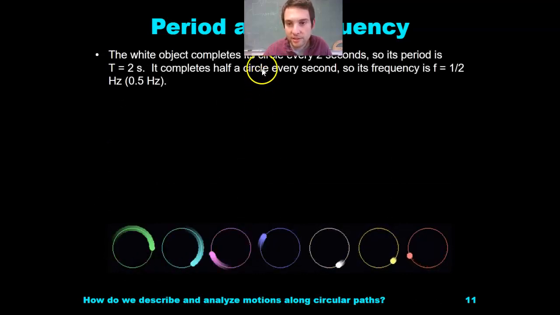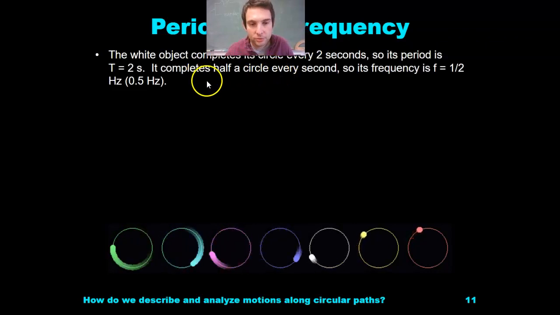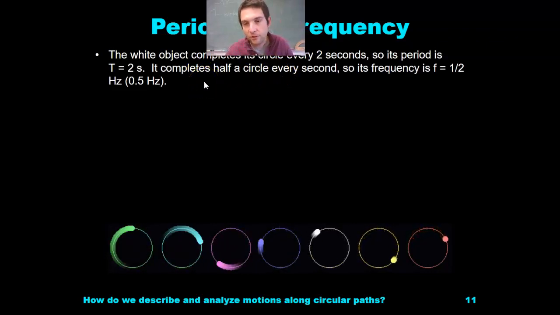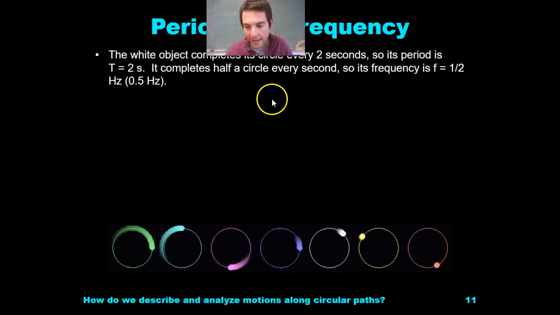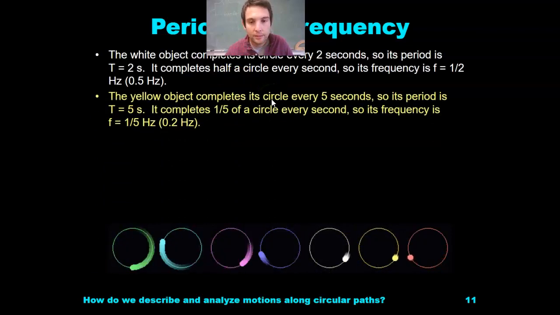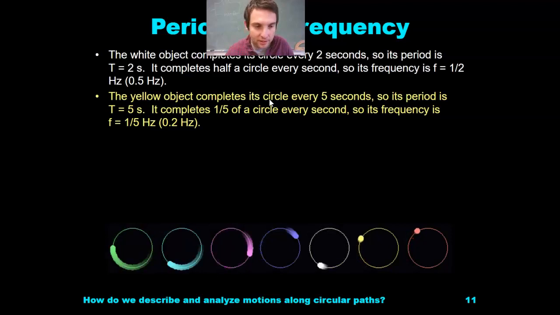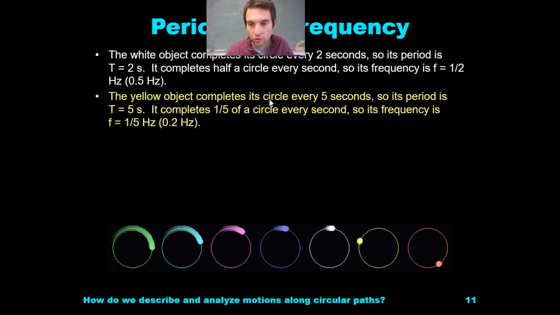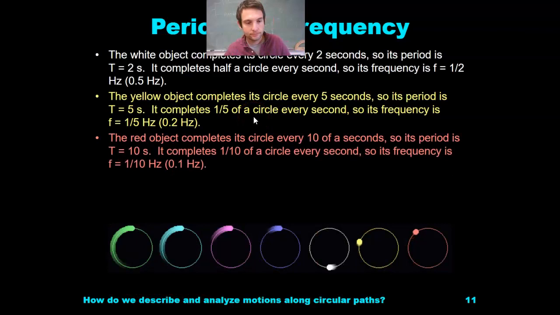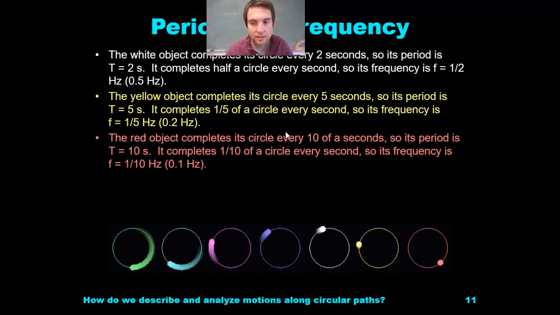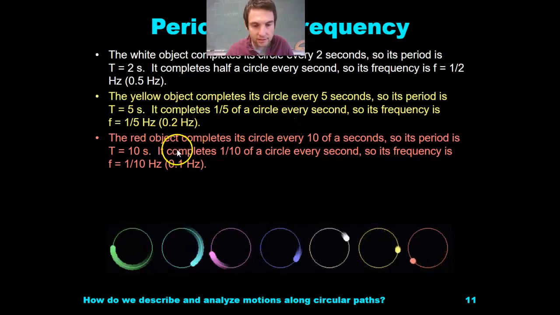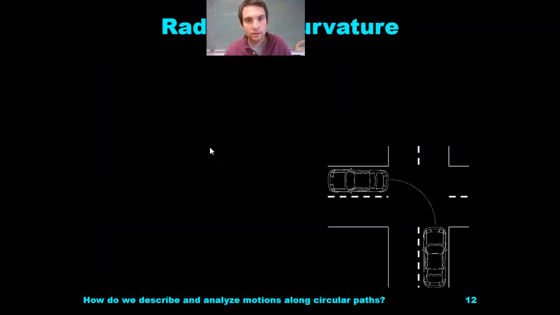The white object completes its circle every 2 seconds, so its period is T equals 2 seconds, and it completes 1/2 a circle every second, so its frequency is 1/2 hertz. Meanwhile, the yellow object, every 5 seconds, has period T equals 5 seconds, and there is 1/5 of a circle every second, so its frequency is 0.2 hertz. The red object completes its circle every 10 seconds, so its period is T equals 10 seconds. It completes 1/10 of a circle every second, so its frequency is 0.1 hertz.